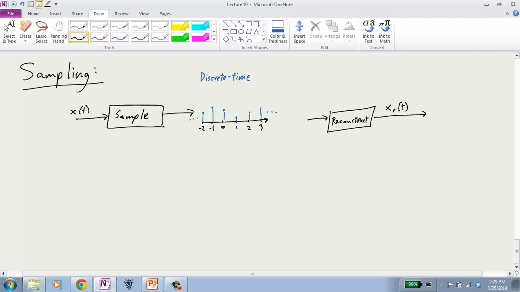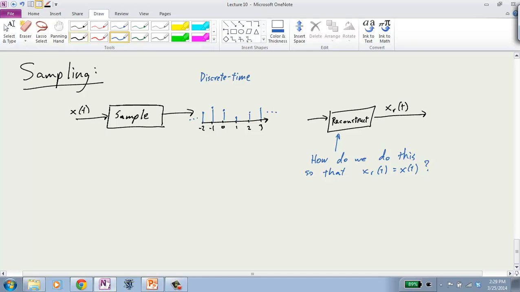And the question here is, how can we construct this so that what comes out equals what went in? And can we? We certainly lost a lot of information.